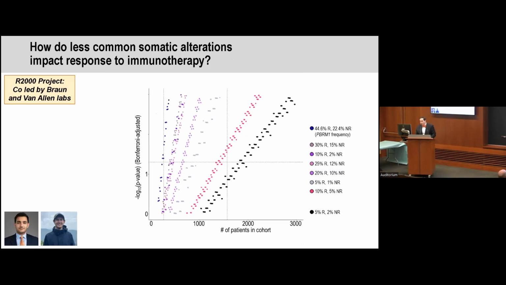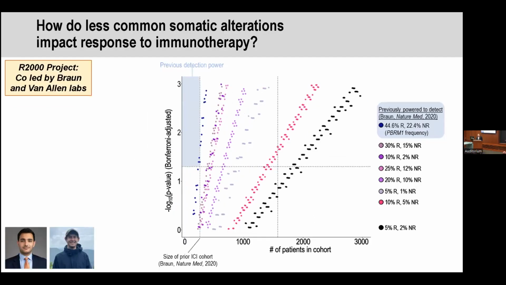And the reason we're doing this is demonstrated by this simulated power calculation, which I've shown here. It shows, for the number of patients we have in our cohort, which is on the x-axis, what frequency of mutation we are actually powered to detect. So if we look at our original paper from a couple of years ago, we were actually powered to detect exactly what we found.